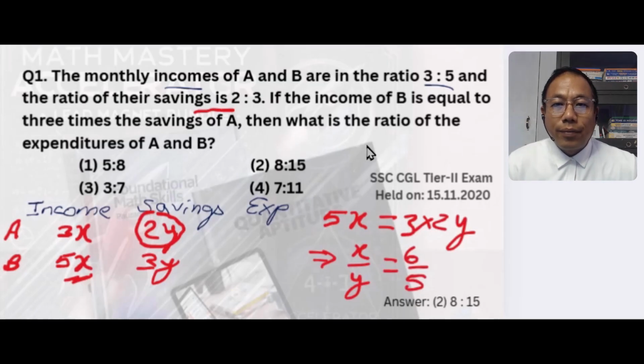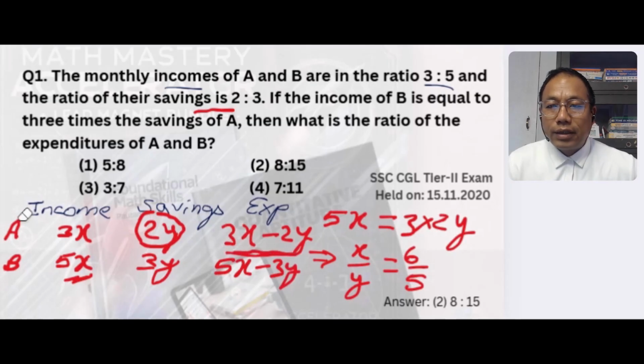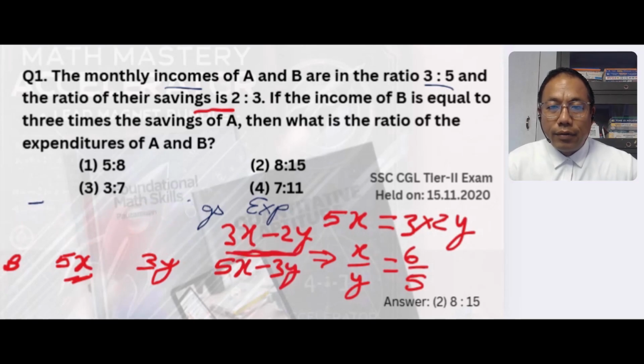We are asked to find the ratio of expenditures of A and B. Expenditure is income minus savings. 3x minus savings, which is 2y, that is the expenditure of A. Expenditure of B is income 5x minus savings, that is 3y. Let's find this ratio. I need more space. I'll delete this part, I don't need it anymore.